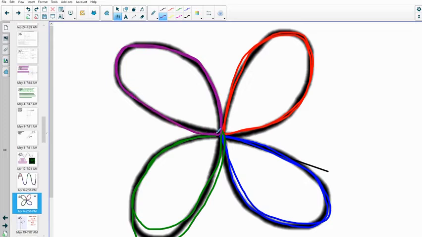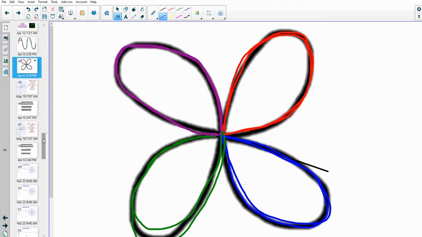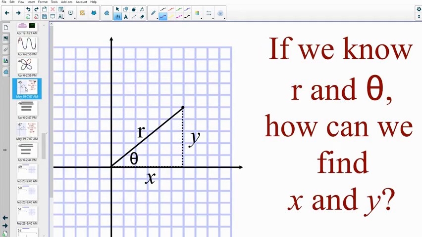You can graph in polar form on your calculator, but it's going to take even more time to explain how to do that. And it's not something that I'm deeming to be especially crucial for us as we do this stuff. So let's talk about translating back and forth between polar and rectangular coordinates.